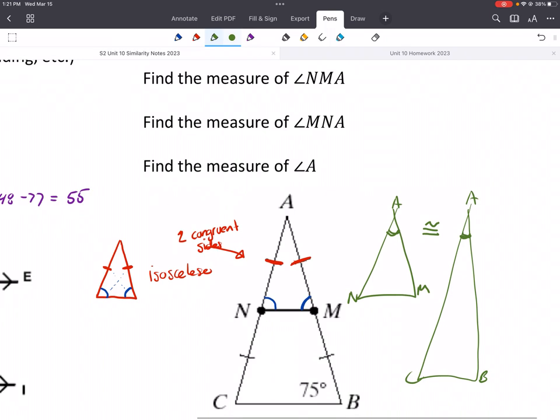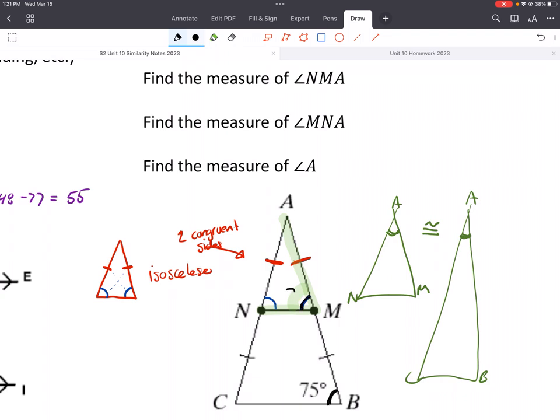All right, so find the measure. Next thing is find the measure of NMA. So N, I should get a highlighter. Let me get a highlighter really quick. I have one right here. So NMA. So we're looking at this angle. And how do we know what that one is? Well, these are corresponding angles, so this is also 75. Okay, so this is 75 degrees.